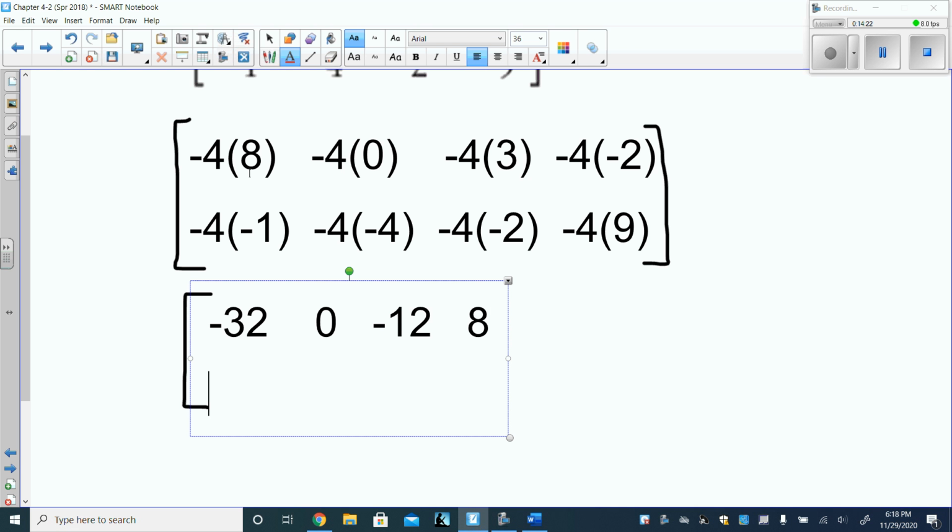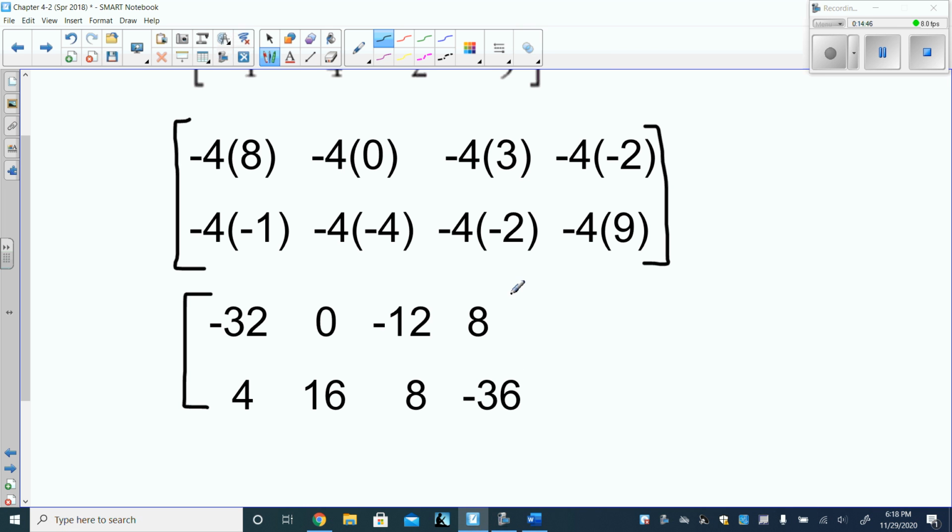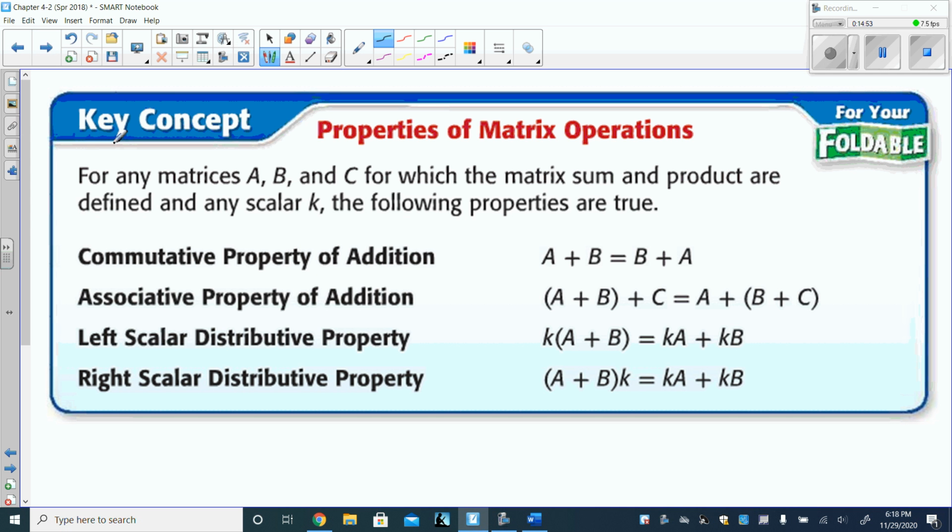Now the second row would be negative 4 times negative 1, which would be 4. Well, negative 4 times negative 4, and negatives make positive, and we would have 16. And then negative 4 times negative 2 would give us positive 8. And negative 4 times 9 would be negative 36. And that's it. This here is our answer, and we're done. And that's really it for scalars. A scalar is just multiplying by a number.